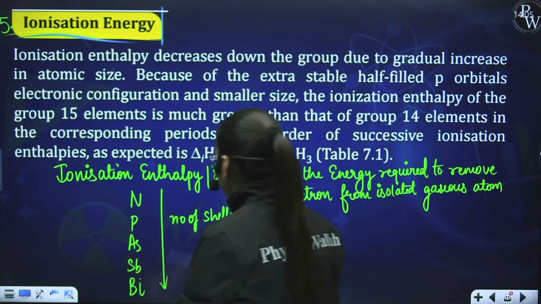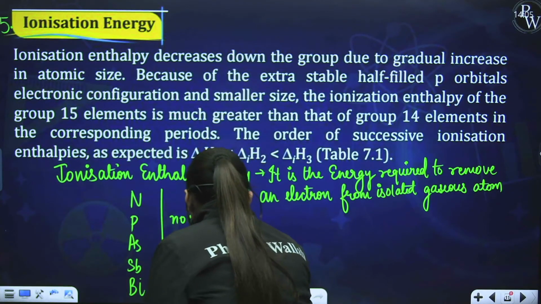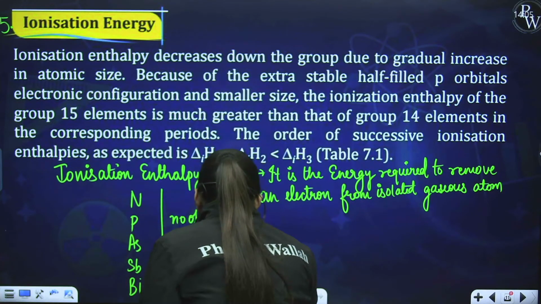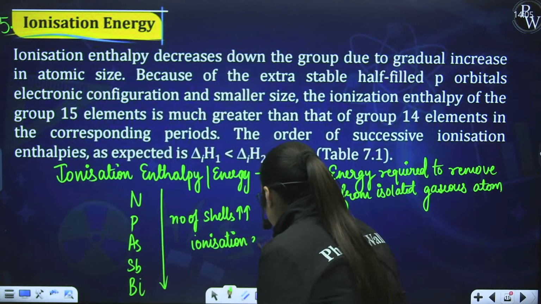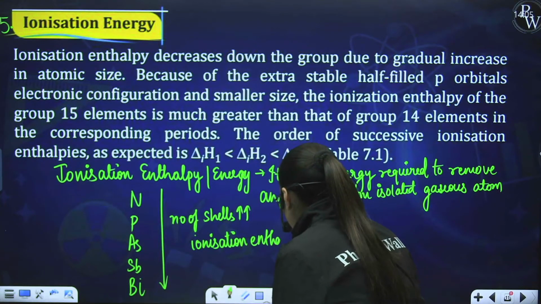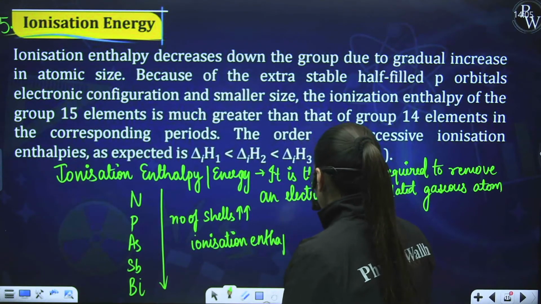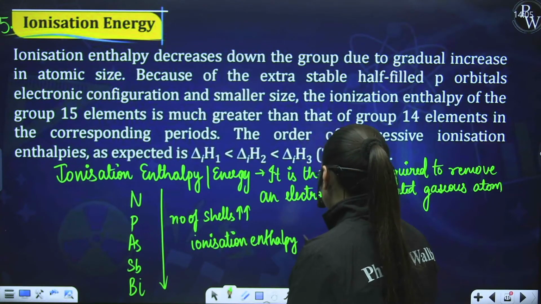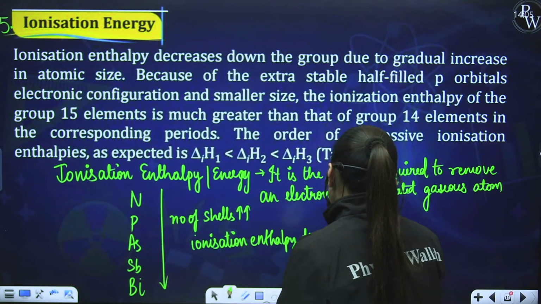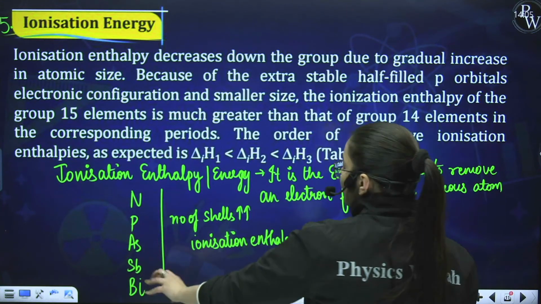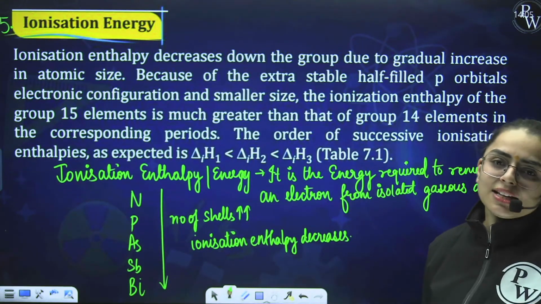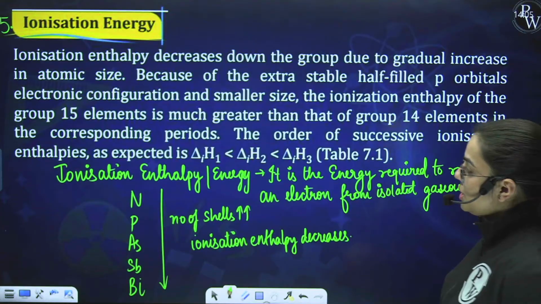That means what is happening over here? The ionization enthalpy, or the ionization energy, decreases down the group because the lower ones will be provided very less energy. That's why. Is it clear to you? I guess this is now clear to you.